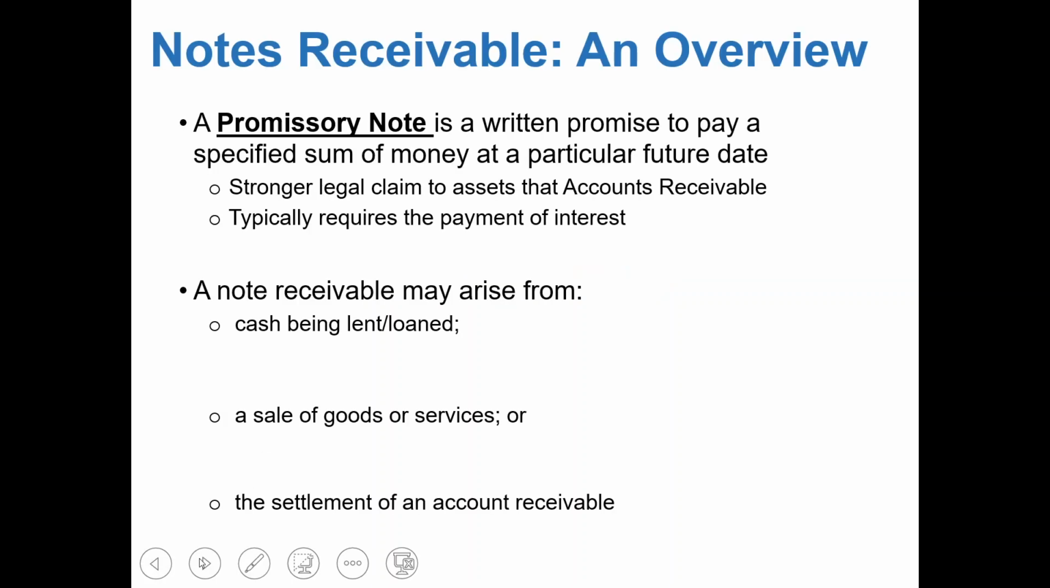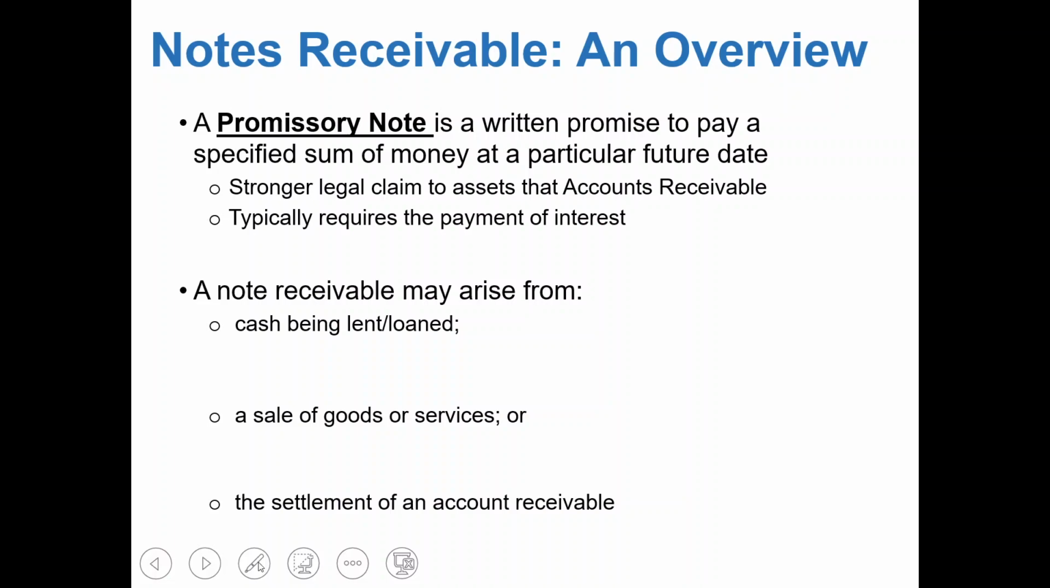Right, we are now moving on from accounts receivable, and we are going to look at notes receivable. So when we have a notes receivable, it's because there's been a promissory note that's been created. And the promissory note is a written promise to pay a specified sum of money at a particular future date. So someone creates this promissory note, they're making a promise to pay somebody else back in the future.